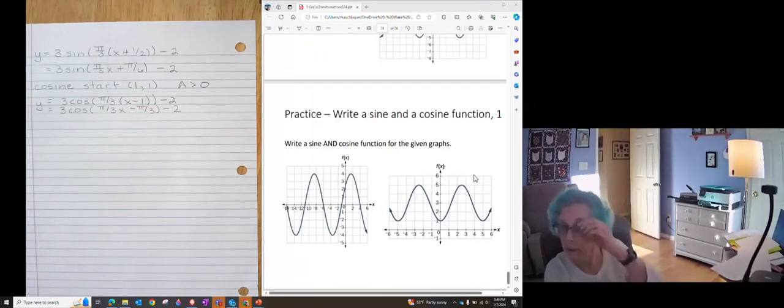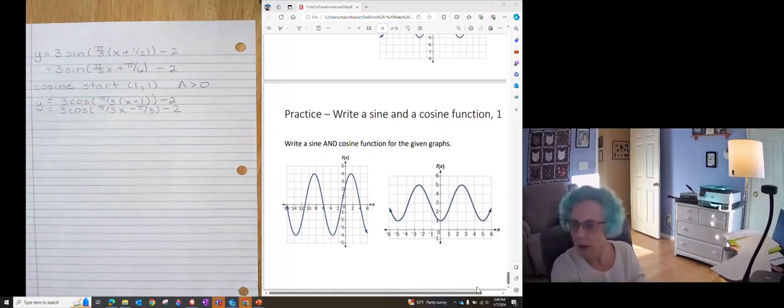Let's do another one. Actually, we have 2 more to do. So I'll start with the one on the left, and then we'll compare, and then we'll do the one on the right, and we'll compare.